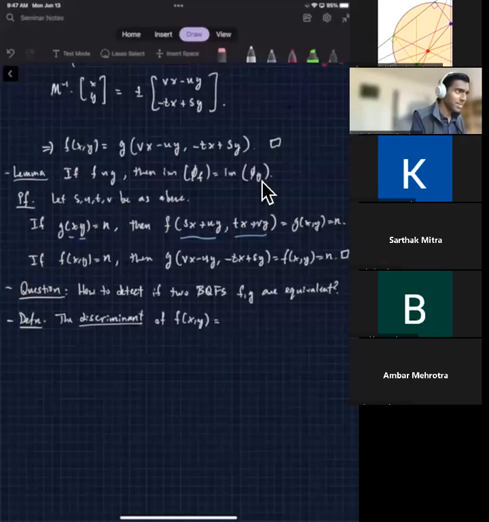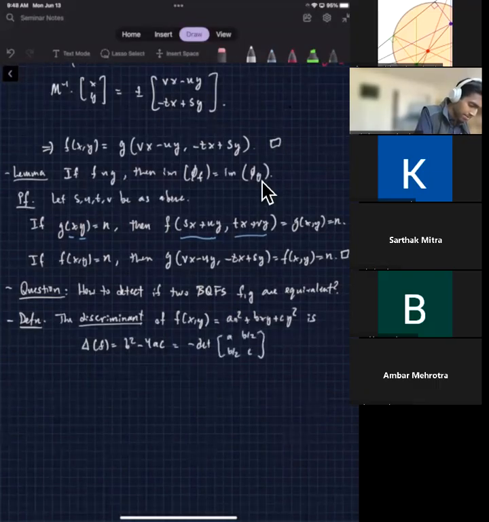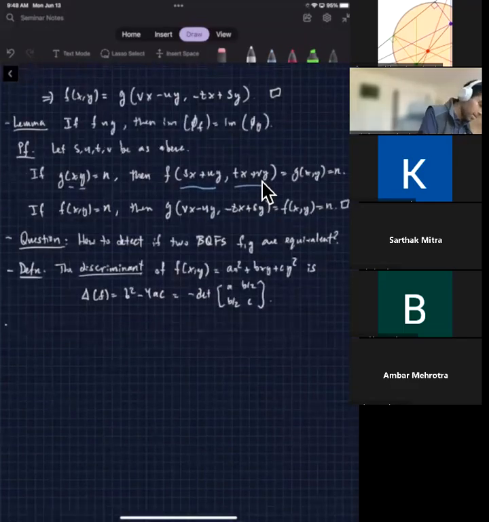Yeah, so if we have a BQF, f of x, y equals ax squared plus bxy plus cy squared, the discriminant is denoted by delta of f. And this is just b squared minus 4ac. That might be a very familiar quantity to all of you. That's just minus the determinant of the matrix associated to f. Okay, so that's the notion of discriminant.